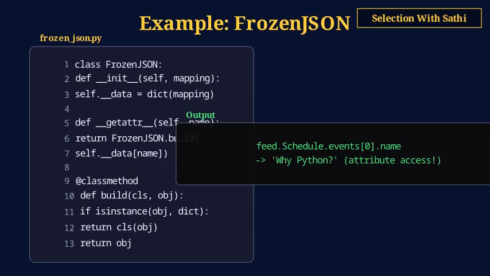So you can write feed.schedule.events[0].name instead of feed['schedule']['events'][0]['name']. Attribute access all the way down, much more readable than nested brackets.